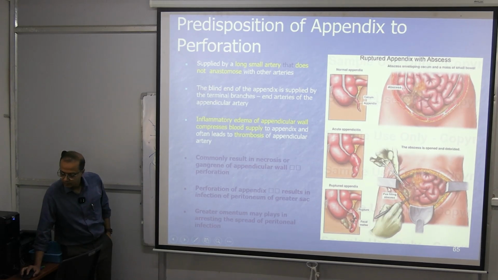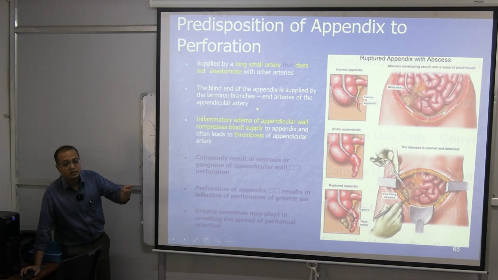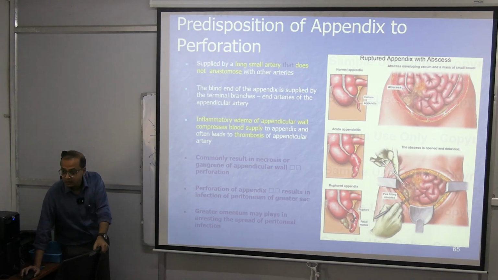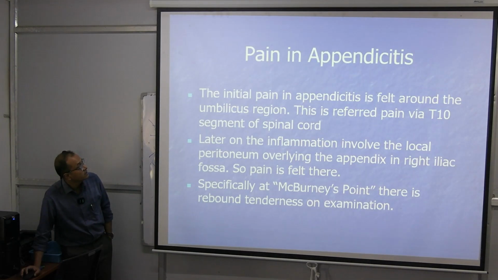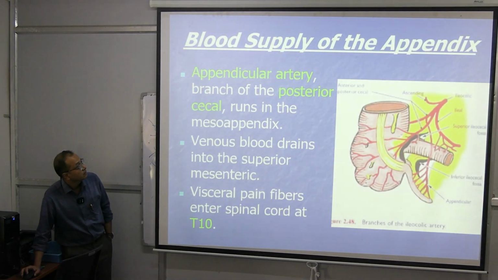Clear? So, explain why the pain of the appendix goes to the umbilical region. Explain why the appendix is prone to infections. Explain why the appendix is prone to rupture, etcetera. Explain why. Clear? So, this is what we are learning here, the appendix and large intestine.